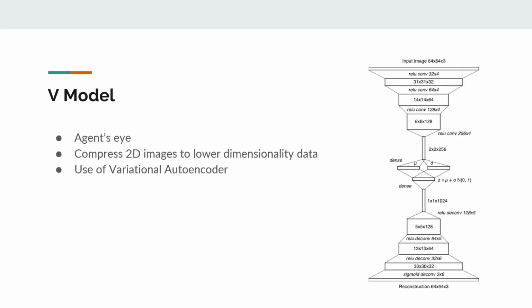First, the visual component V model acts as the agent's eye. The agent observes a raw 2D image of the virtual environment, which has many pixels. However, it is difficult to train the agent to predict an entire observation frame. So the V model has to learn to compress the frames to lower dimension data called latent vectors without losing the essential information. To do this, a variational autoencoder is used.